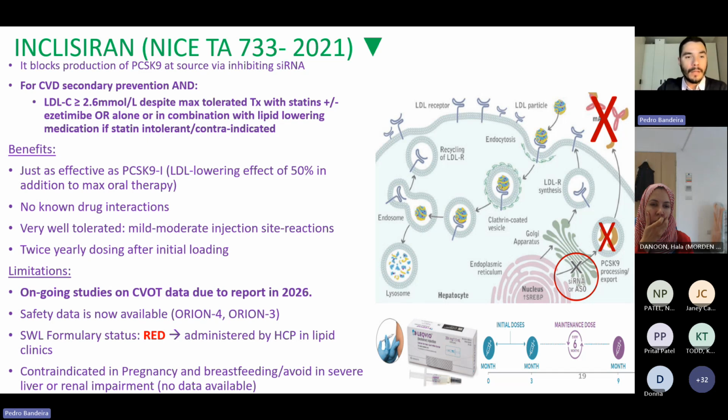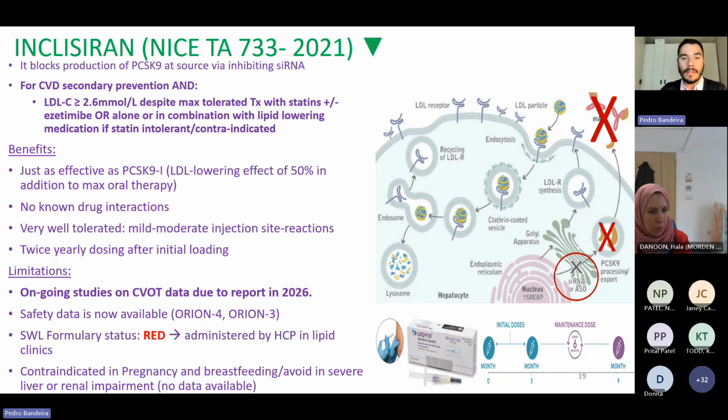It can be used only for cardiovascular secondary prevention for patients who have LDL above 2.6 and are already on the maximum tolerated statin or ezetimibe, or for those patients who cannot have statins and are already on maximum tolerated lipid-lowering therapy. The benefit of it is an LDL lowering effect of roughly 50%. It has no drug interactions and is very well tolerated with only mild to moderate injection site reactions.